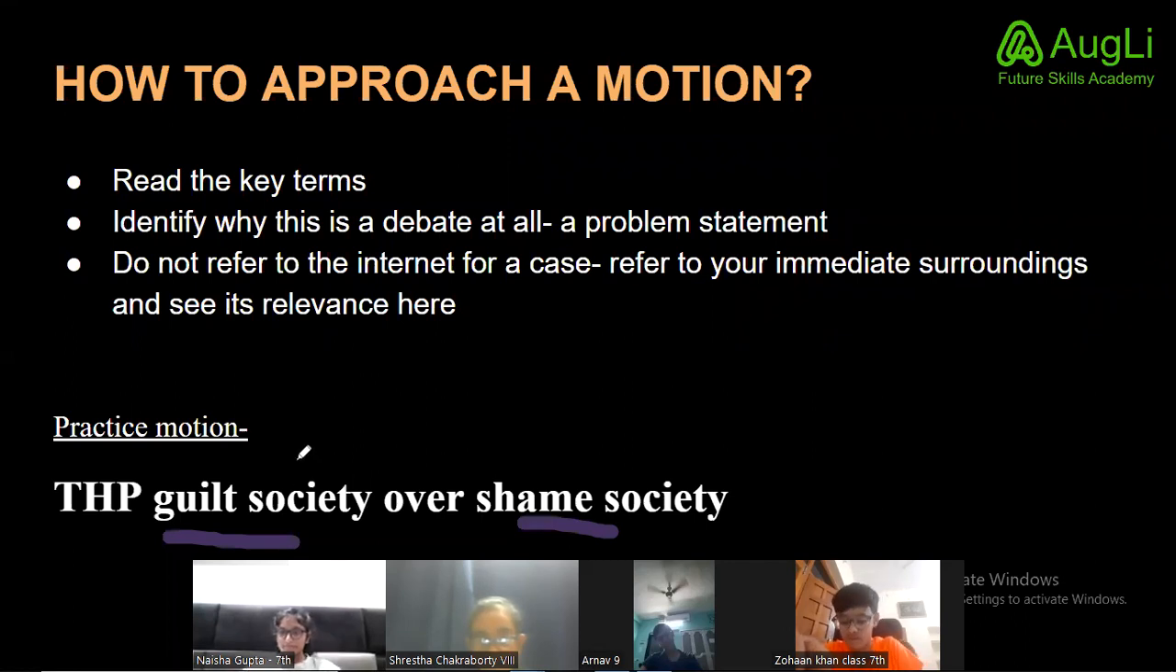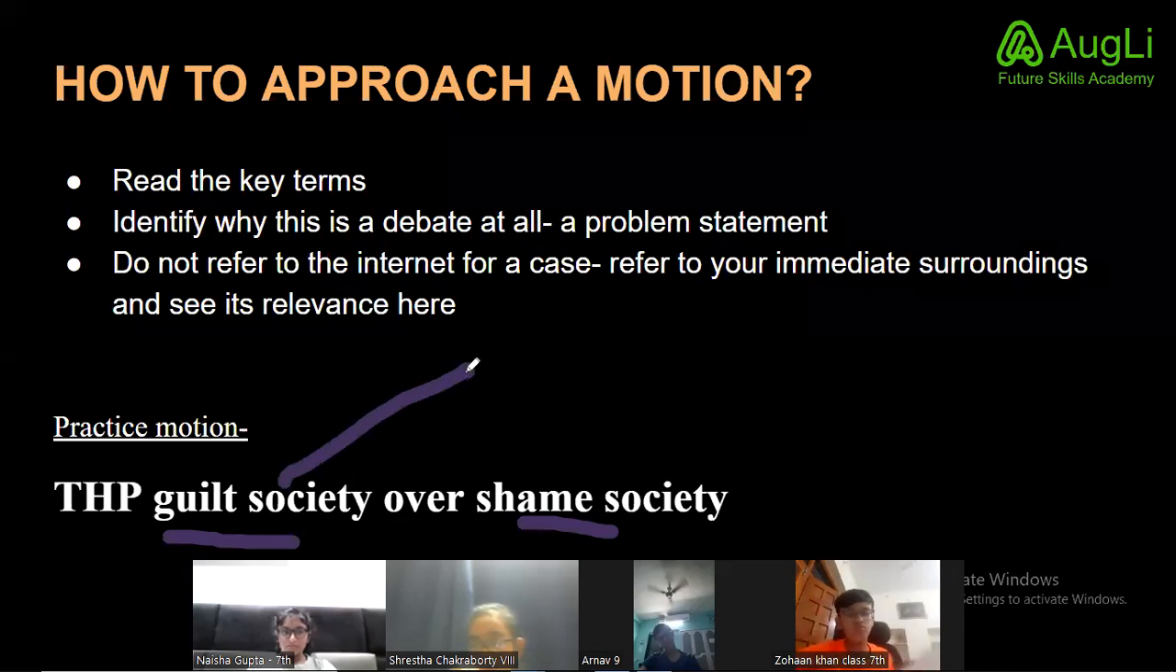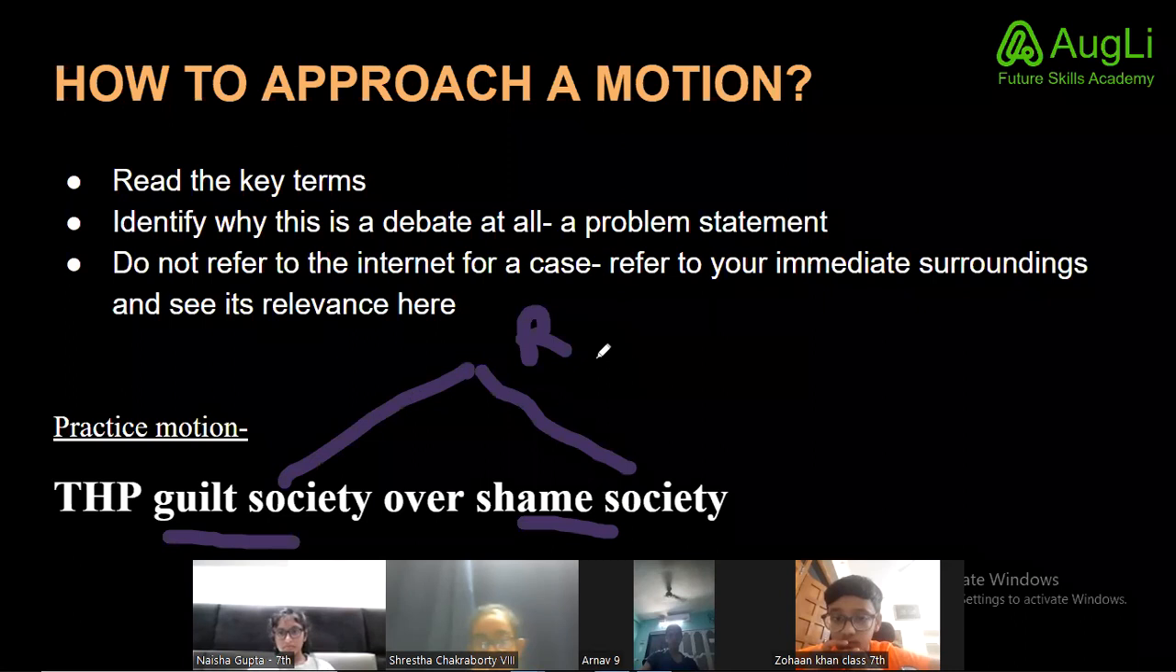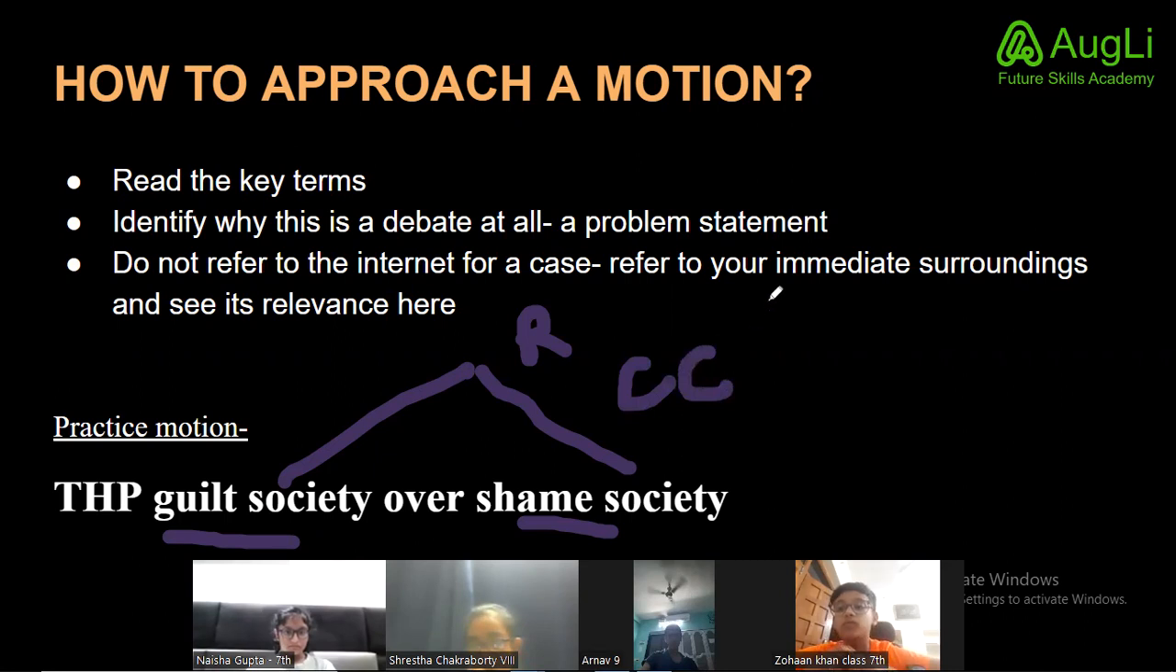Because the responsibility of any debater is to look at the motion and just list the things that they don't understand. For example, maybe you don't understand what a guilt society is, and maybe you don't understand what a shame society is. So you need to research. Research becomes very important to figure out things that you don't already know about from the motion. Even within culture, there's a lot of stuff like cancel culture, which you might not know anything about, so you will have to research.